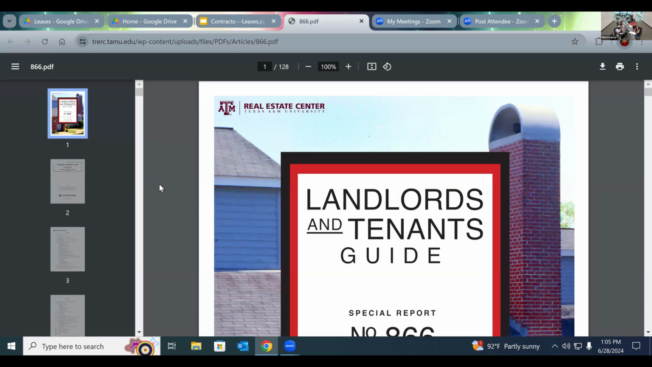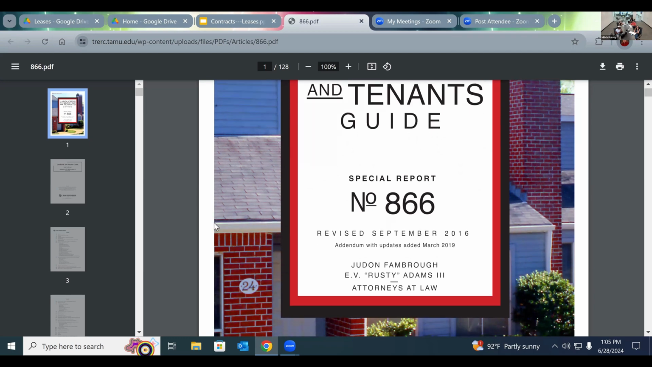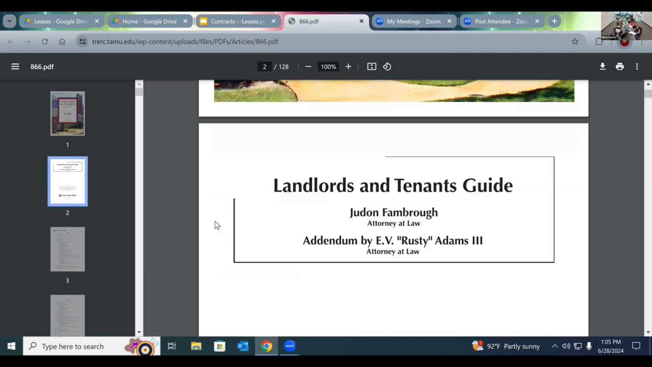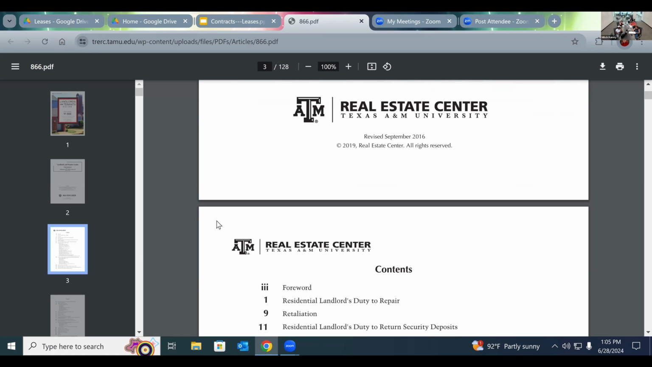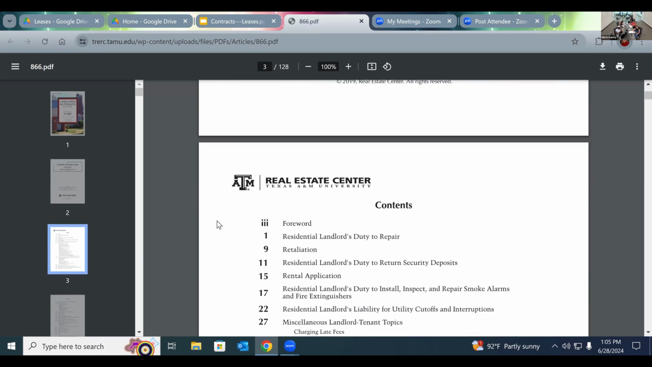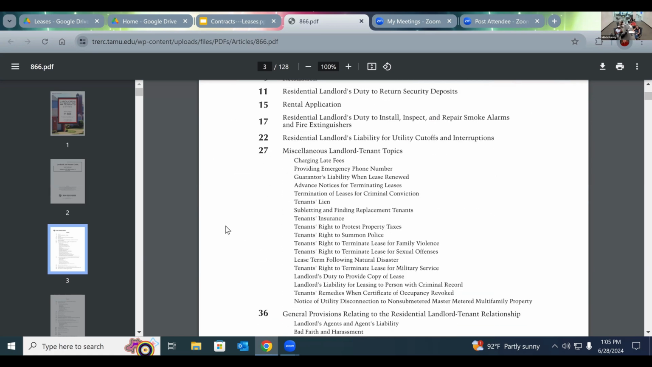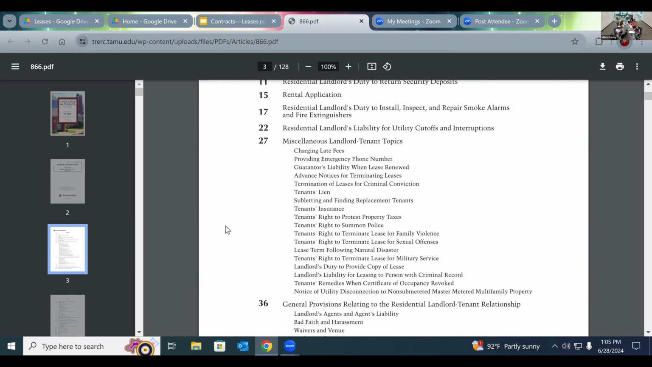All right, this is the landlord-tenant guide. It goes into the landlord's duties, the application, the tenant's duties, and the security deposit and how it has to be accounted for. It talks about the locks that have to be on the property.